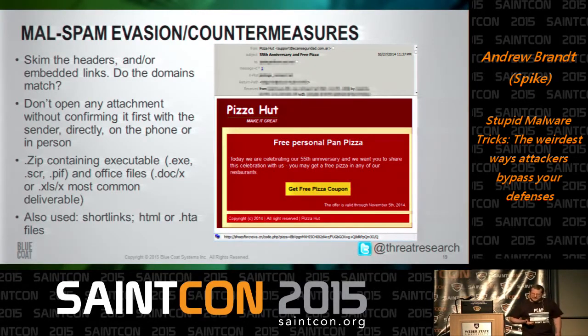It says it's from Pizza Hut, support at ecamseguridad.com.ar. Okay, so Pizza Hut probably wouldn't be sending you a message from a server based in Argentina. The link at the bottom there that shows where this was going to go is shoesforcruise.cn. So an Argentinian server sending you an email that says it's from Pizza Hut that links to a server in China and delivers a zip file that contains an executable. How do you not miss this stuff? And yet, it's incredibly effective.